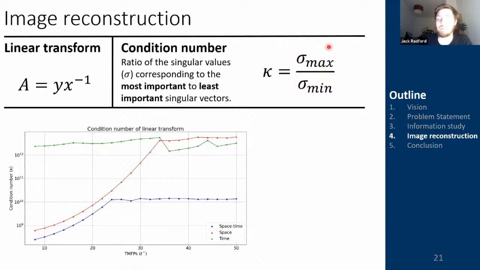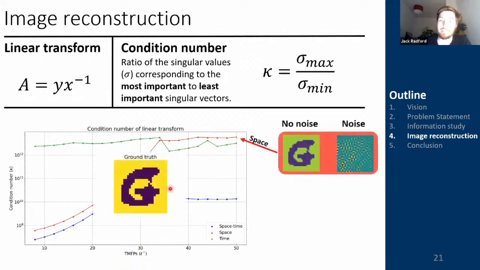So if this ratio is around 1, then it indicates that we have quite a stable inversion. But as this increases, we're more and more unstable to slight noise perturbations in our measurement. So in blue, again, we can see space-time has the lowest condition number, whereas space and time become quite ill-posed around 50 transport mean free path lengths. But the difference is clearer with an example.